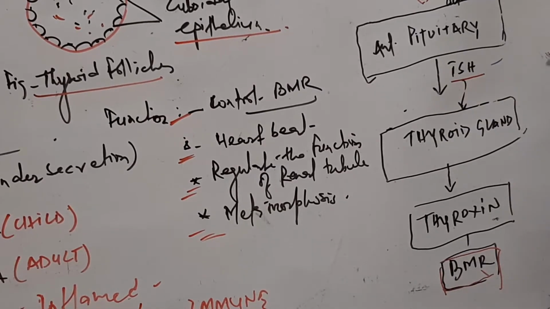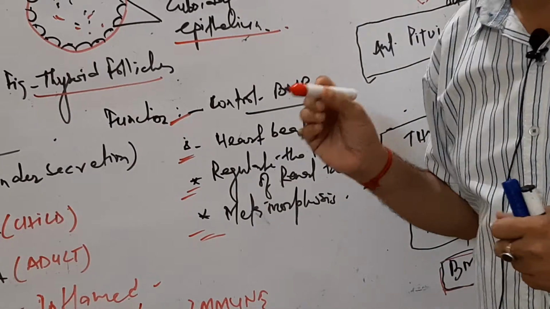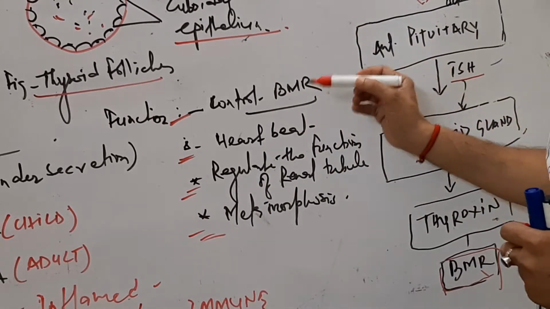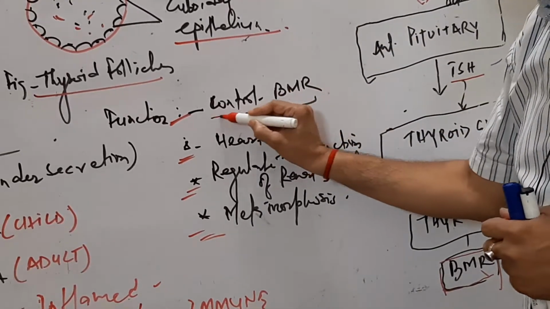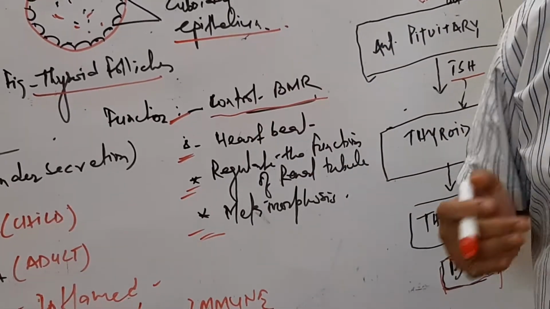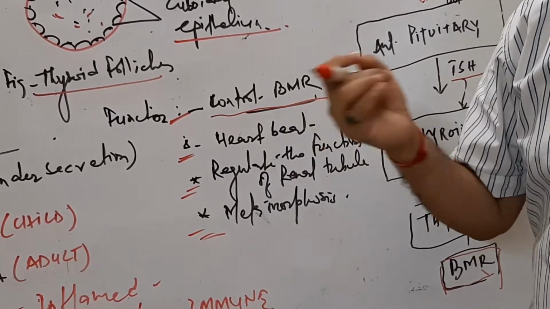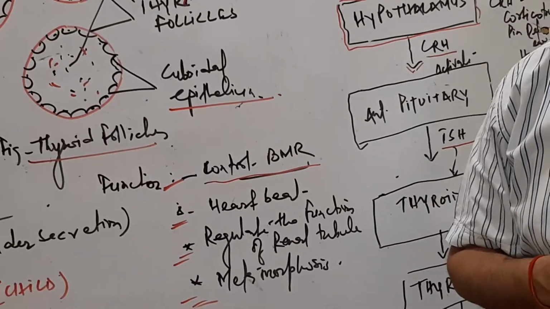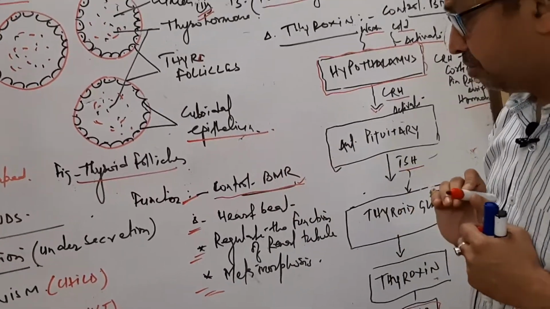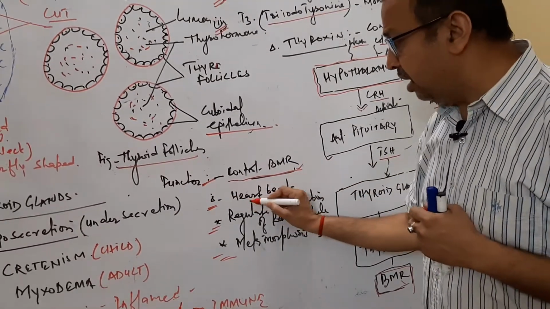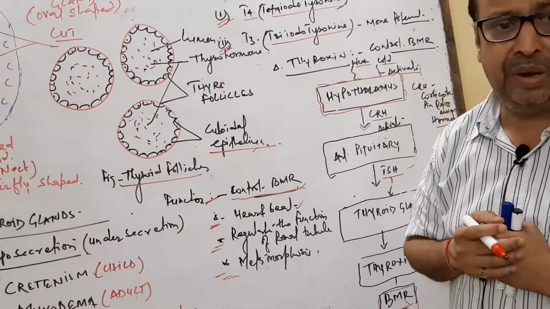Another topic is the function of the thyroid gland. The main function of the thyroid gland is to control BMR, the basal metabolic rate. It is the metabolism system, and it is controlled by the thyroid gland. Second, it controls the heartbeat.